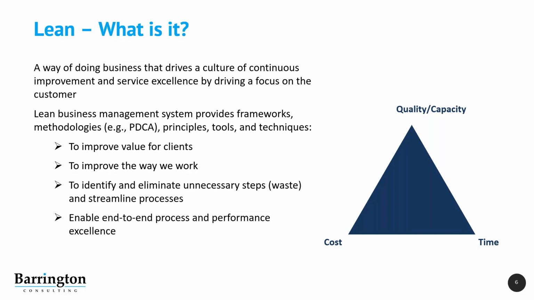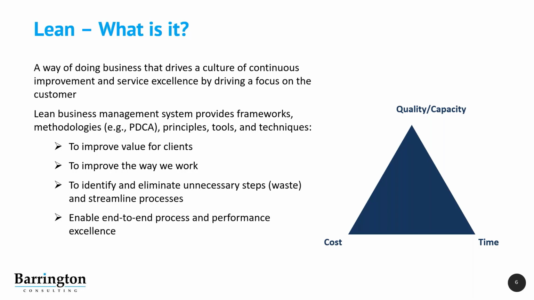So the first one that we see is Lean. Lean dates back to the Toyota production system back in the 1950s, 1960s, and it's really evolved over time. What it is, is a way of doing business that drives a culture. And Toyota was really set on driving this culture of continuous improvement and service excellence.